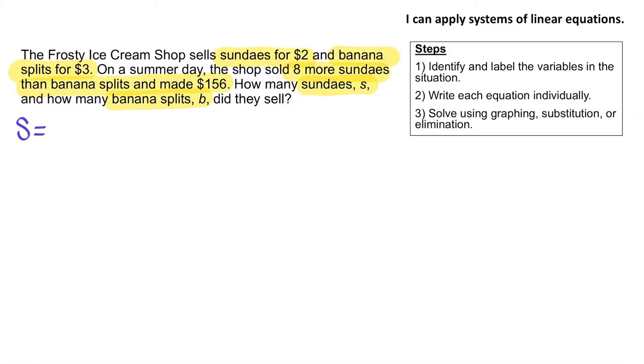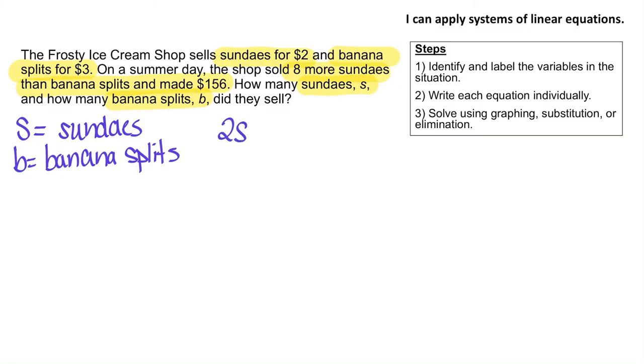So we know our variables. S is the number of sundaes and B is the number of banana splits. So let's figure out what equations we need. We have sundaes for $2 each, so 2 times the number of sundaes, and banana splits for $3 each, so 3B. That's how much money we made, right? So 2S would tell us the total from sundaes, and 3B would tell us the total money from banana splits. The total amount of money that we made is 156. That's why that would be my first equation.